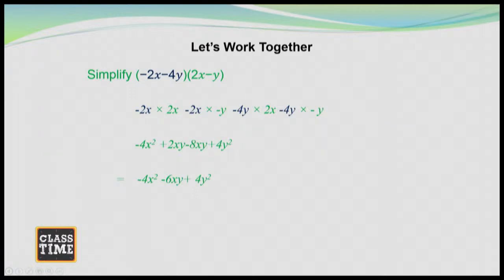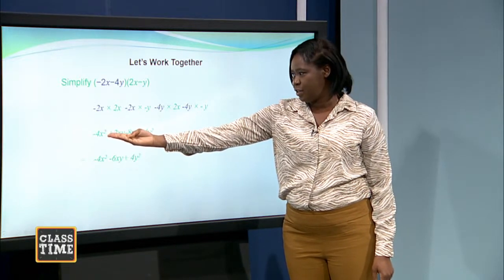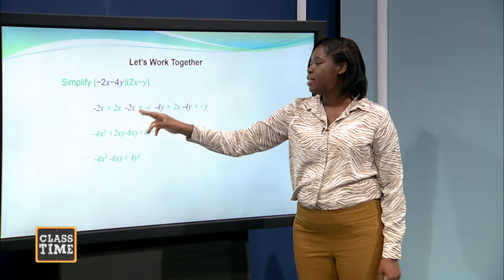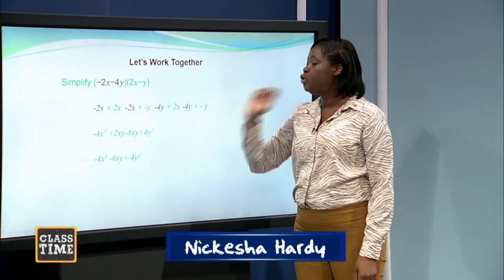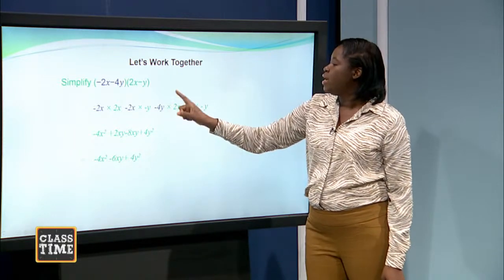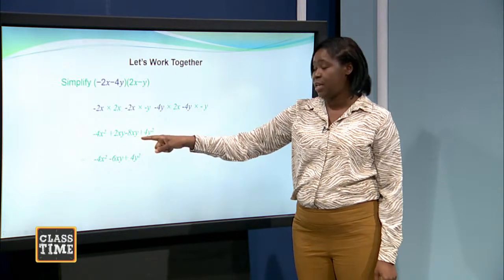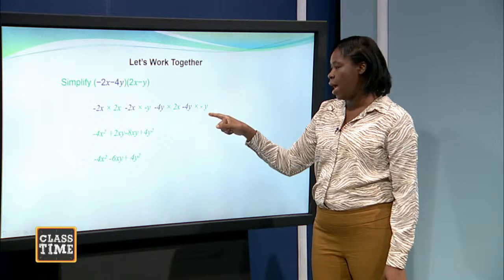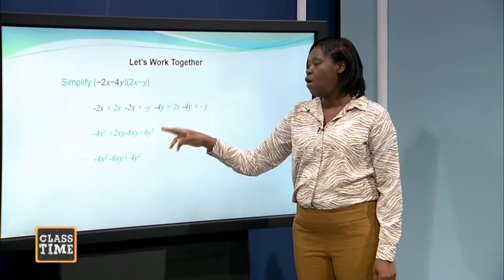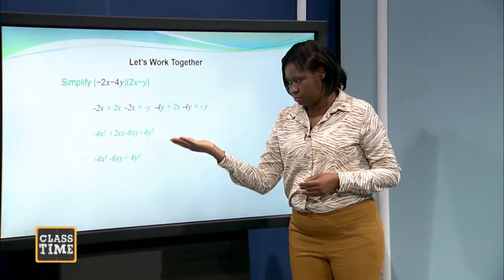Now when we carry out the operation, negative 2x times positive 2x is negative 4x squared. Negative 2x multiplied by negative y would give us a positive 2xy. Negative 4y multiplied by 2x, negative 8xy. And negative 4y multiplied by negative y would give us positive 4y squared.